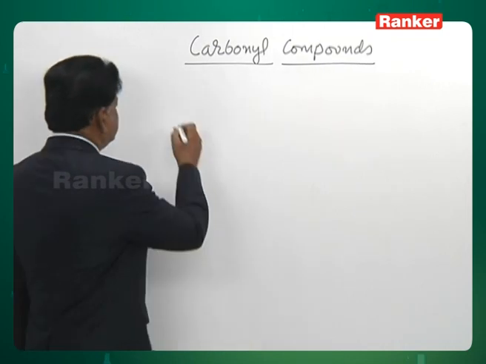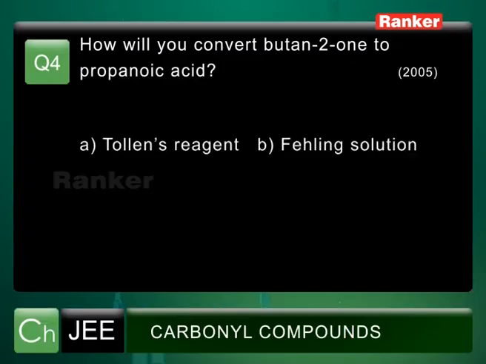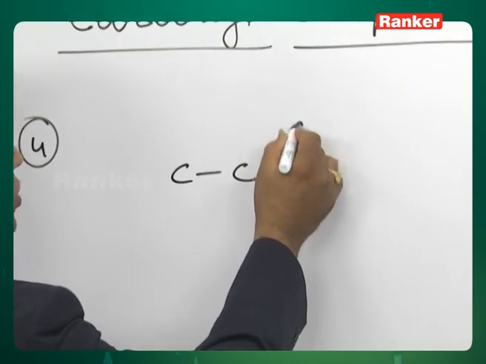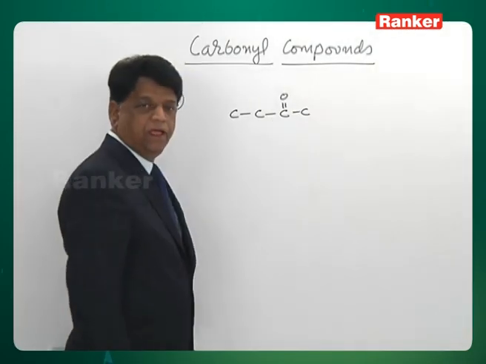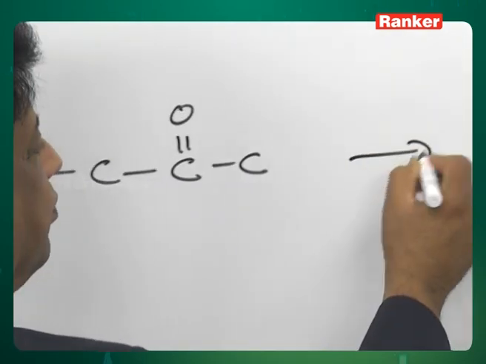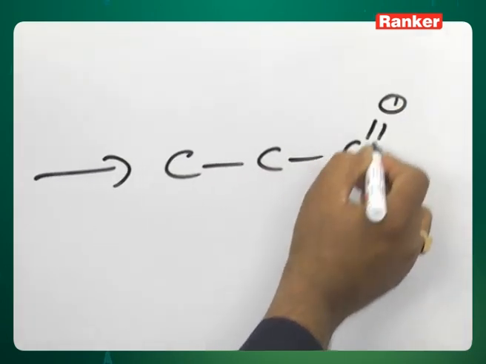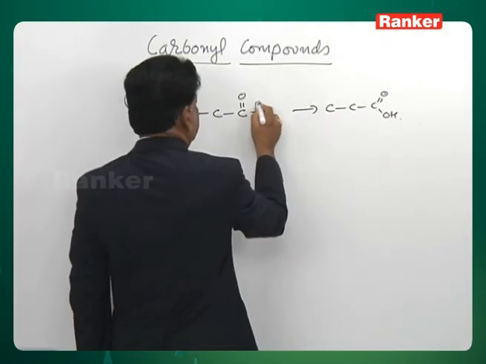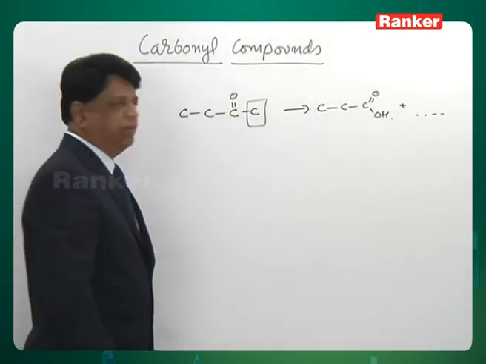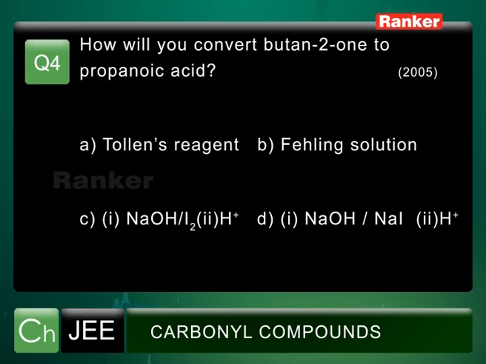So let's go for question number 4. How will you convert butan-2-one to propanoic acid? Butan-2-one means butanone, right, and converting it into propanoic acid. That means this carbon will be rejected out. Some piece is formed, I am not worried about that. So the question is, how will you convert butan-2-one into propanoic acid? And the options are given.